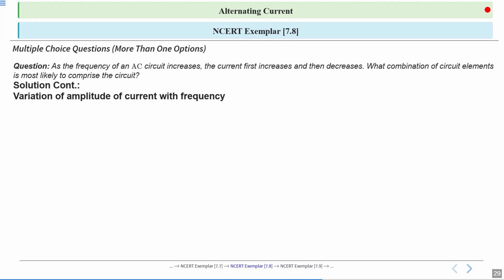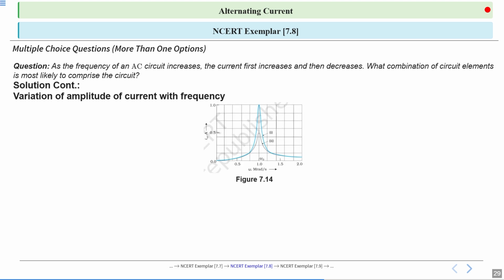Now, the variation of amplitude of current with frequency. This is the diagrammatic representation. You can see that frequency is represented on the x-axis and the value of current is expressed on the y-axis. So when we increase the frequency from 0, the current will increase. Z is equal to root of R square plus (1 by omega C minus omega L) whole square.